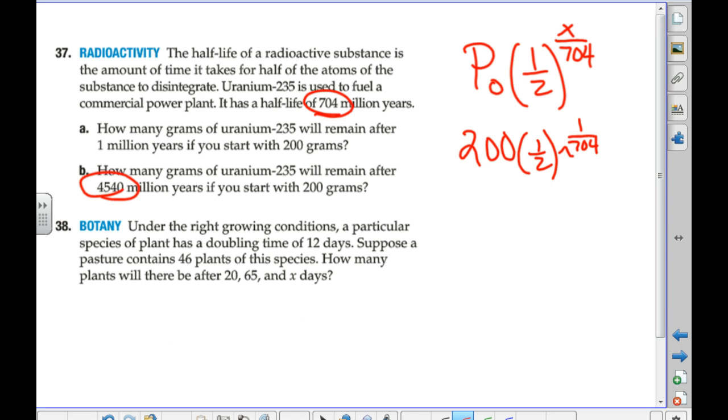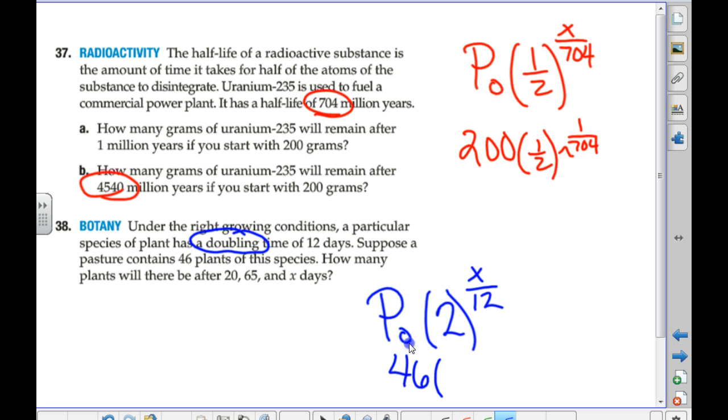Can anybody help me set up 38 then? What does this mean, doubling time? Okay, so the original amount times 2, and it does it how often? So you would do every 12th day. Suppose a pasture contains 46 plants. How many plants will there be after 20, 65, or X days? Well, that's what you would write down for the X, but for the other two, you would just put in the value for X. Does that seem okay? We can finish those?